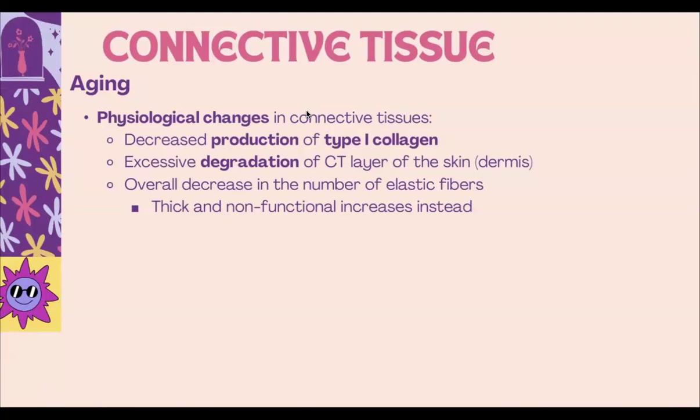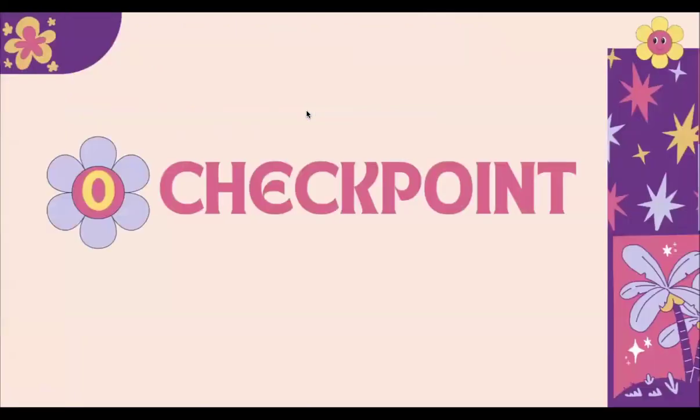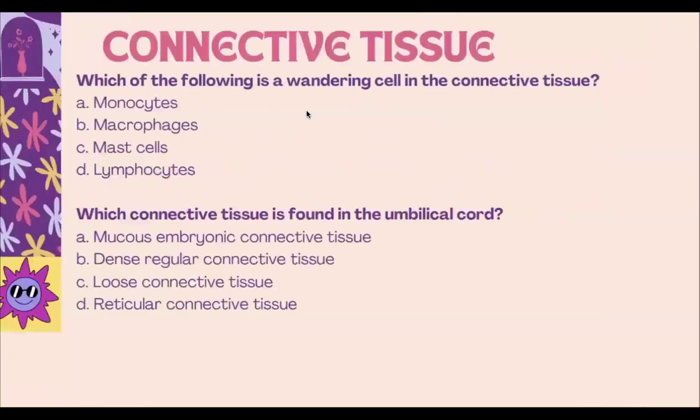And there's also a decrease in the number of elastic fibers. That's how our cheeks, or our hands even, start to sag and so on. There's a decrease in the number of elastic fibers, the ones that can expand and come back to normal, as opposed to the thick and non-functional ones, which just stay as is. So that is connective tissue done. I hope that made sense. Again, if you have any questions, just message me and I'll try my best to explain.